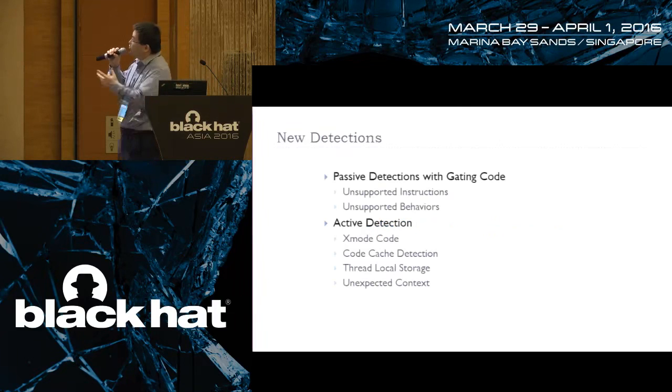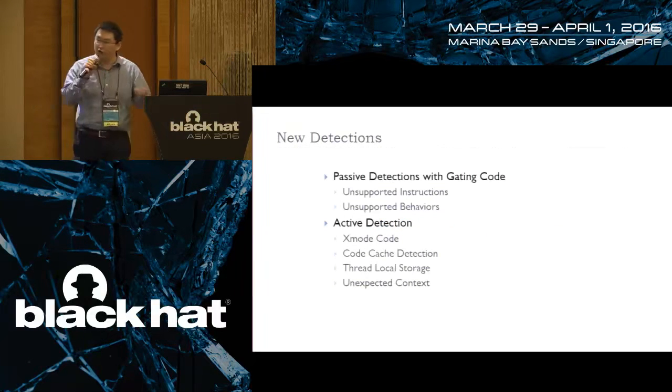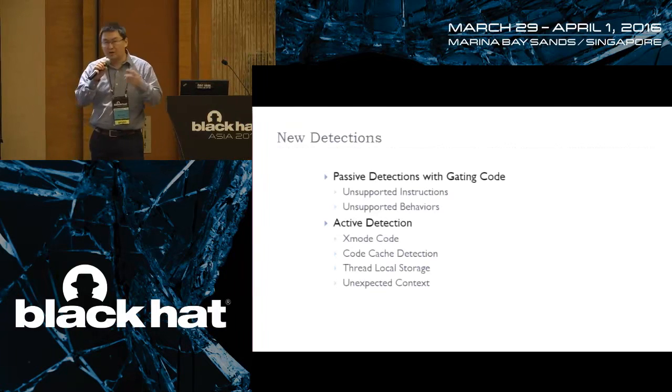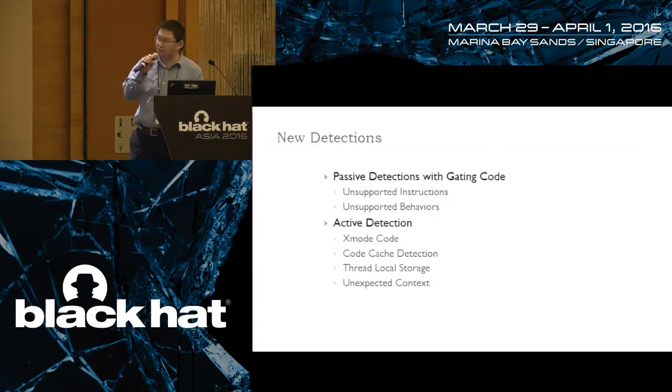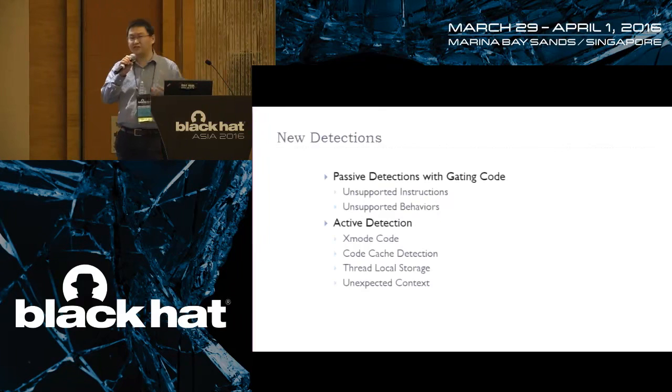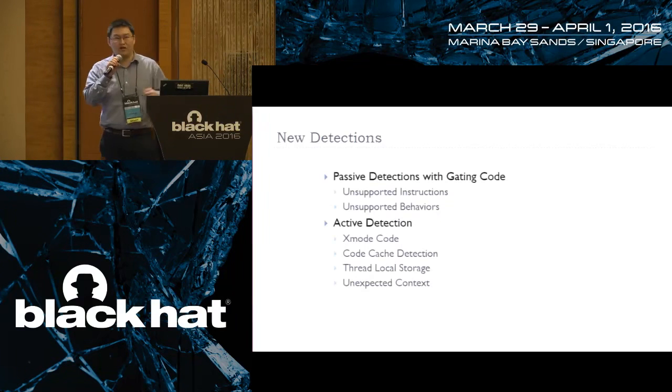Here we have two different approaches to do detection. One is a simple way to do passive detection with gating code. The basic idea is sometimes you can write some code that runs correctly in native mode, but if you run it in a DBI environment, then DBI just crashes, right? That's a very straightforward way to stop the inspection and detect this kind of DBI environment. But that's a passive way. You cannot actively detect which environment, this kind of thing.